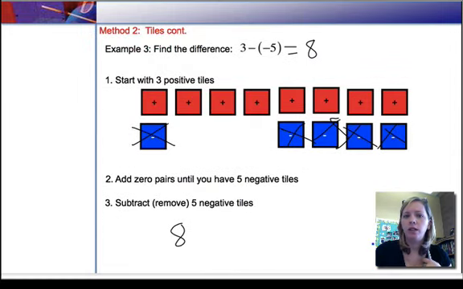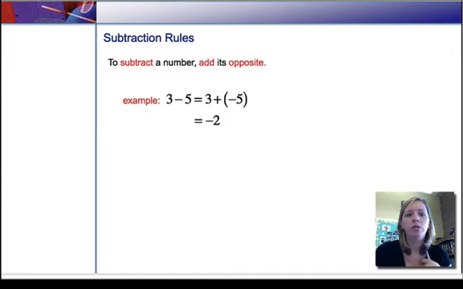Alright, so now let's go on and review the subtraction rules. Simple rule to subtract, turn it into addition. If you're not going to use tiles for the problem, make it into an addition problem, and then follow the rules for addition. So for example, if we had 3 minus 5, turn it into addition, and it becomes 3 plus negative 5.